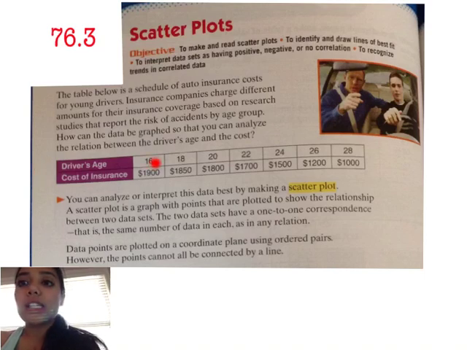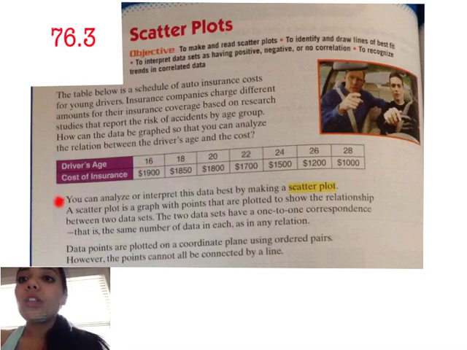Driver's age, if you're 16, your cost of insurance is $1,900. If you're 18, the cost of insurance is $1,850. If you're 20, the cost of insurance is $1,800. If you're 22, the cost of insurance is $1,700. If you notice, the older you get, the less the cost of insurance, and that's actually true. They think that you're more responsible. I mean, it also depends on if you've gotten in wrecks before, but if you've had none, then this is actually pretty true. The older you get, the less your insurance will be.